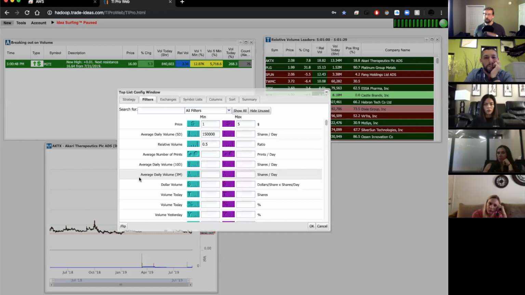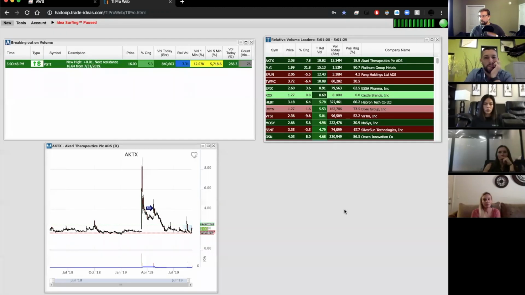So that essentially means that they're doing at least half of what they would normally do at this time. So that's how I got rid of all the other stocks: anything under $1 or over $5, and anything that does less than 150,000 shares are just gone. But I want to look at the ones that are doing the very most when it comes to relative volume.